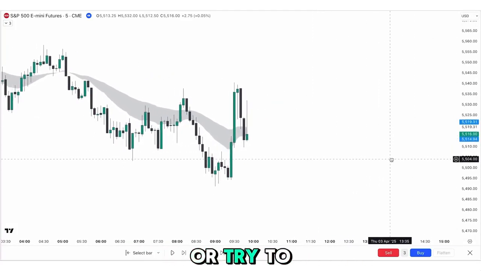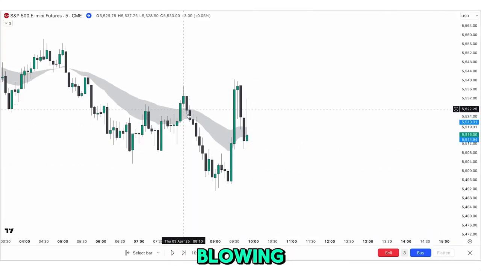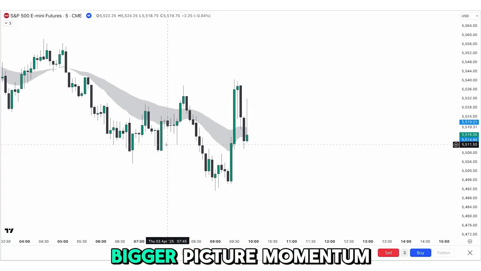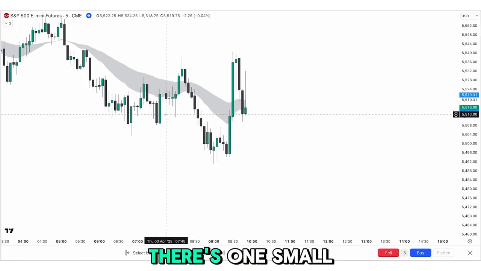We don't want to fight the trend or try to predict the next move, which is a huge mistake that a lot of traders make. We just want to go where the wind is blowing, and most of the time, that'll put us in the right spot. So what we're looking for here is a trend continuation, a clean entry that's backed by bigger picture momentum. Sounds good, but there's one small problem here.